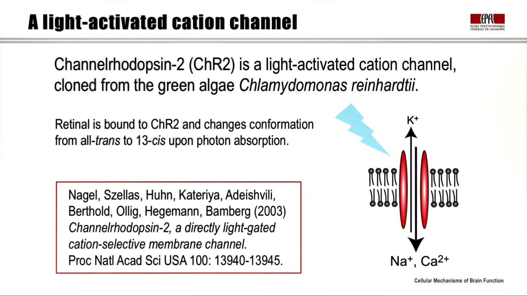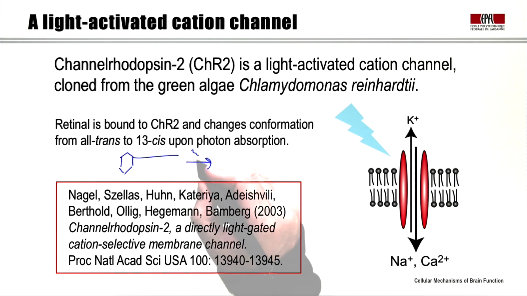Channelrhodopsin 2 is a transmembrane protein that was cloned from the green algae Chlamydomonas reinhardtii. It's a plasma membrane ion channel, and bound to it is the molecule retinal, which is an aldehyde derived from vitamin A, and that's covalently bound to the channelrhodopsin protein. And it's the retinal itself that interacts with light. And so retinal is a relatively small molecule.